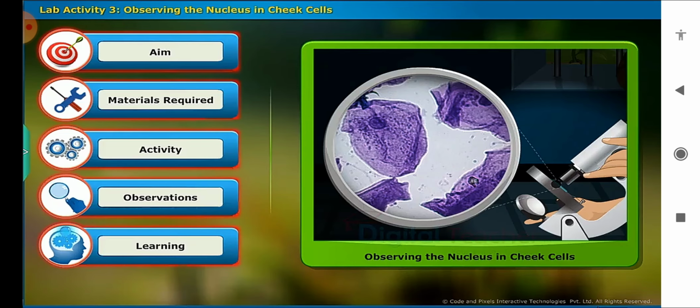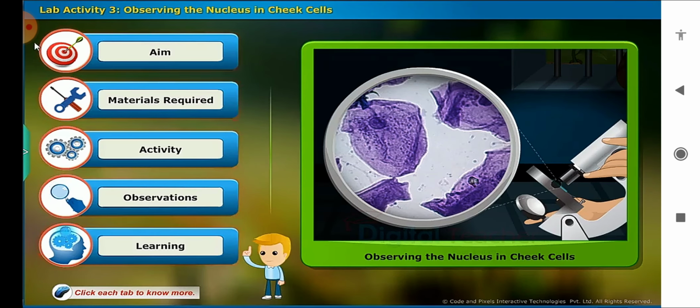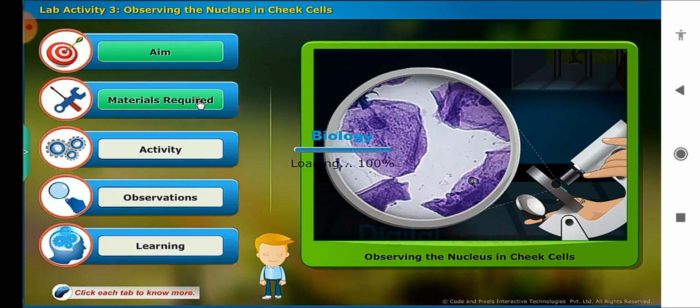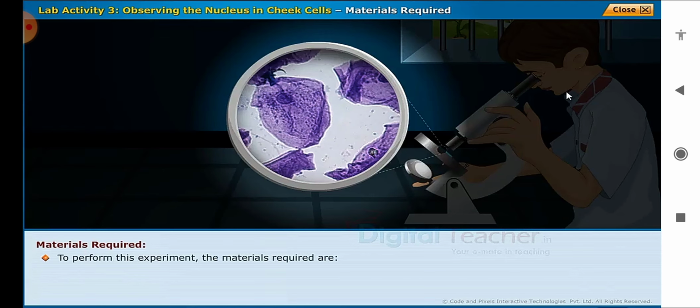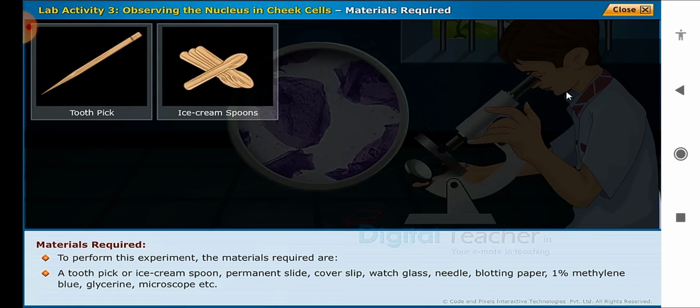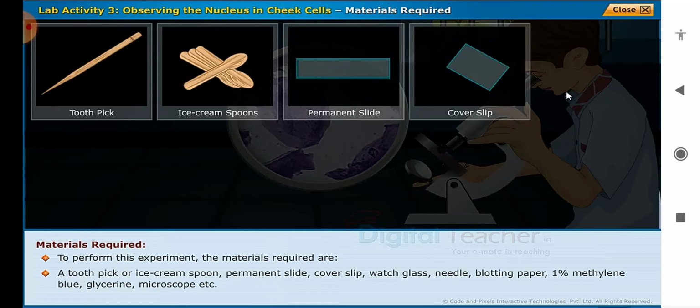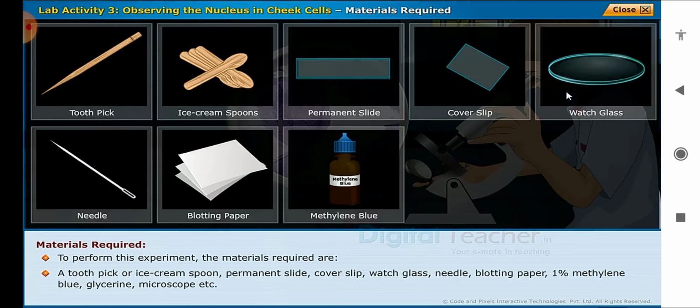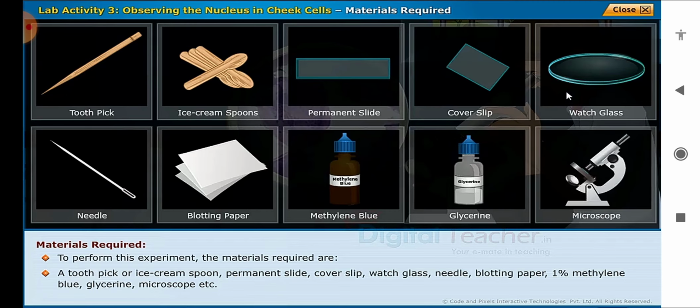Here, let us perform an activity to observe the nucleus in cheek cells. Click each tab to know more. To observe the nucleus in cheek cells, the materials required are a toothpick or ice cream spoon, permanent slide, cover slip, watch glass, needle, blotting paper, 1% methylene blue, glycerin, microscope, etc.